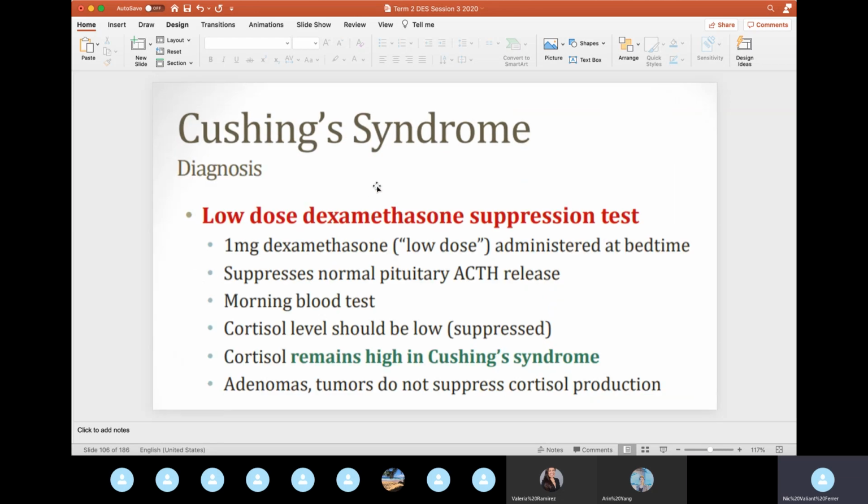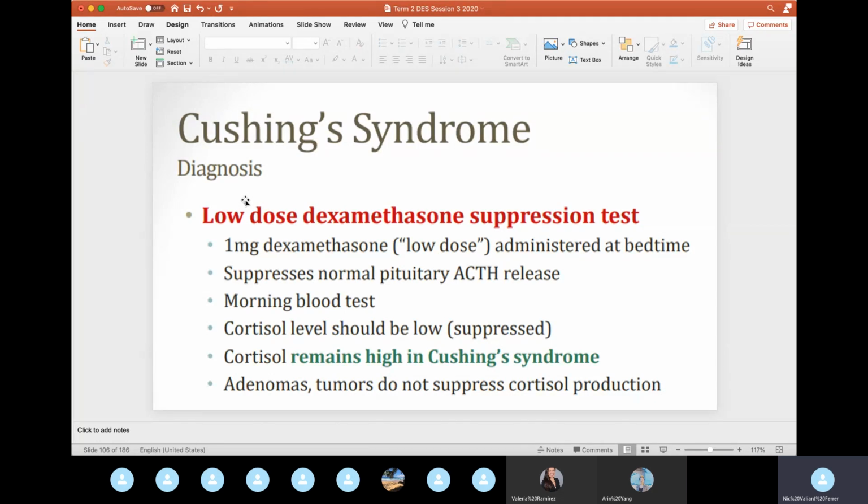What's the diagnosis? This will be much more explained to you in term 4, but for now, low dose dexamethasone suppression test, right? You administer this one at bedtime. Normally it suppresses the ACTH. The cortisol should be low. Then in the morning, you check the blood. The cortisol remains high. What's the diagnosis? Cushing's syndrome.